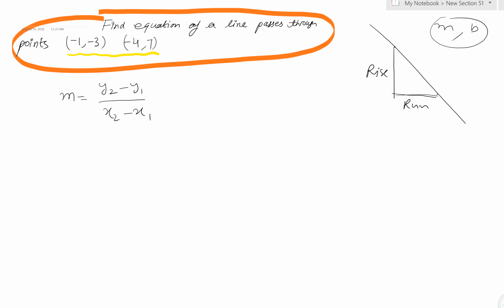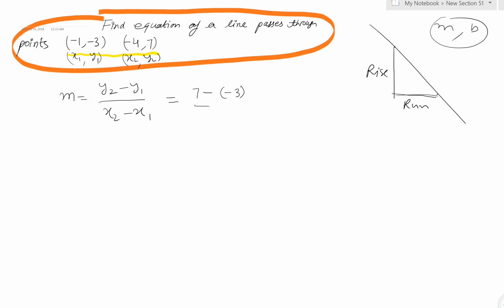And now, what are your x1, y1? I call the first point x1, y1, and the second point x2, y2. By using the relation, I'm going to do y2 minus y1. So 7 minus, and y1 is -3. I use a bracket because of the negative sign. You understand, right? We put a bracket if you have 2 negative signs. Then I got 10 for that.